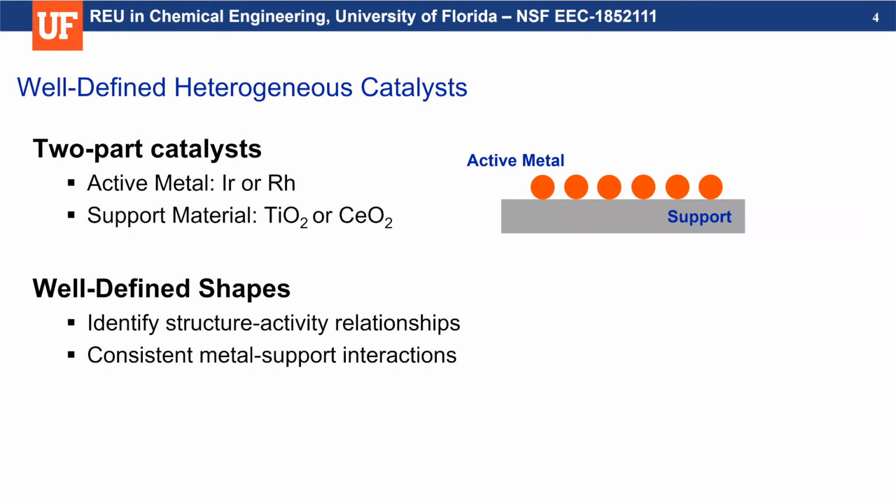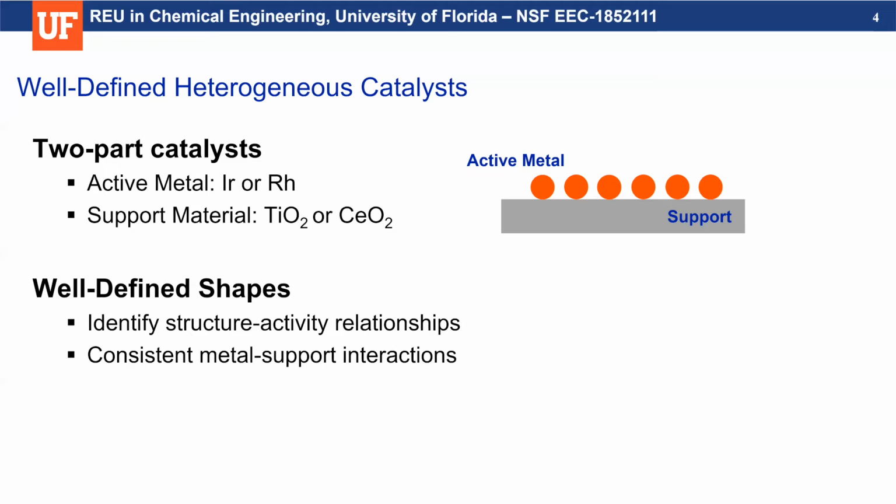To give a brief background of what we're working on, the heterogeneous name comes from the fact that the catalysts are solid while the reactants are fluids. Our catalysts have two parts, the active metal, which is a site of interaction, and the support that adds efficiency and strength to the catalyst. The active metal is typically a transitional metal like iridium and rhodium. The supports that we use are metal oxides like titania and ceria. Our aim is to produce well-defined shapes such as ceria octahedra and titania nanorods.